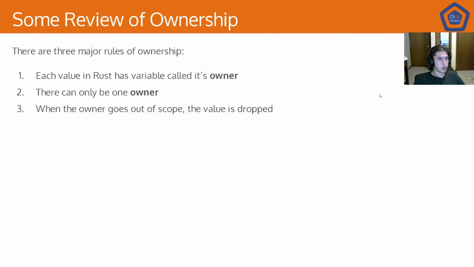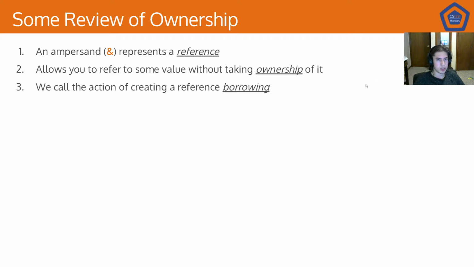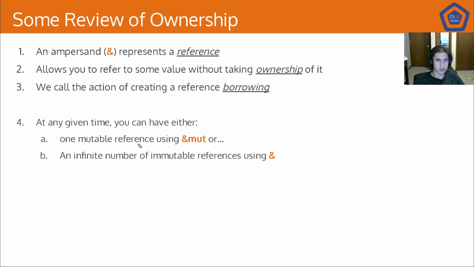Let's have some quick review of ownership. So there's three major rules. Each value in Rust has a variable called its owner. There can only be one owner, and when the owner goes out of scope, the value is dropped. Similarly with borrowing, we use the & to represent a reference. A reference allows us to take some value or to refer to some value without taking ownership of it. And we call this action borrowing. When it comes to borrowing things or taking references, you can either have one mutable reference or infinite immutable references.